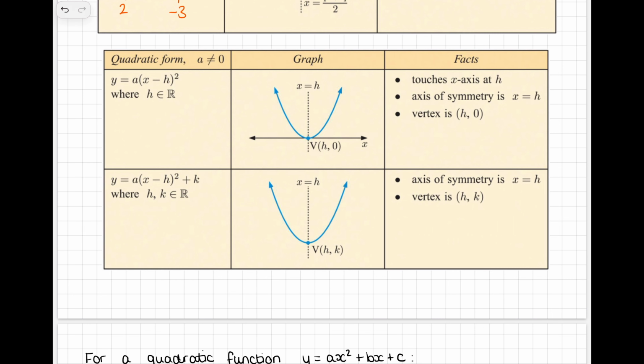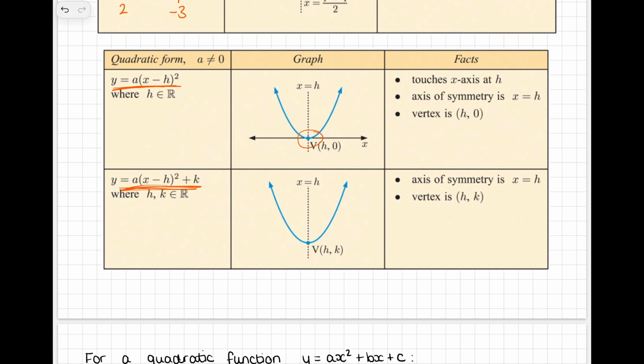Next form is this one here. So we have y equals a (x minus h) all squared, and we have two of this form. We also have it where we have a k on the end. Without the k, what that means is our graph, our parabola, is touching the x-axis at the minimum or the maximum, depending which way around it is. The axis of symmetry is at that x-coordinate where it's touching the x-axis, and it has a vertex of (h, 0).